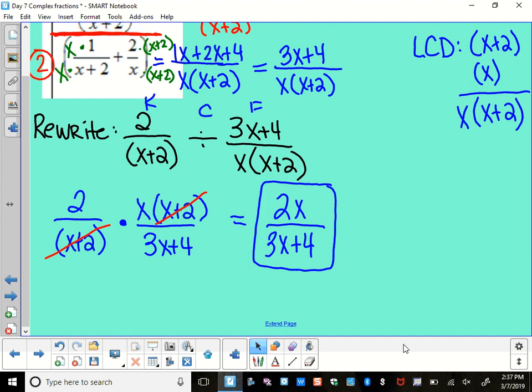The next one is like a squared divided by. Yeah. All good on this one? Yes?